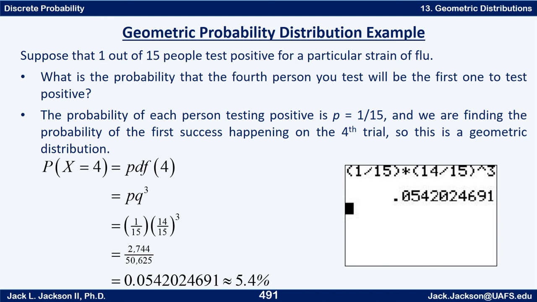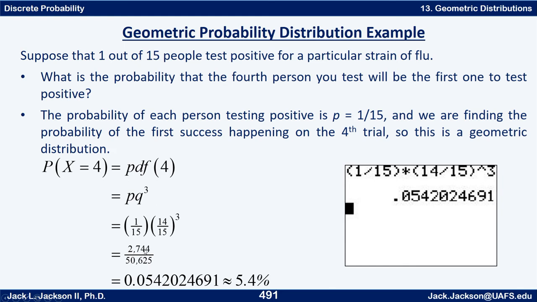And remember, our formula is p times q to the x minus 1, so that's p times q to the third, 4 minus 1 being 3. p is 1/15, q is 14/15, so it's 1/15 times 14/15 cubed. 14 cubed is 2,744. 15 cubed is 50,625. So there it is, exactly, the probability as a fraction.